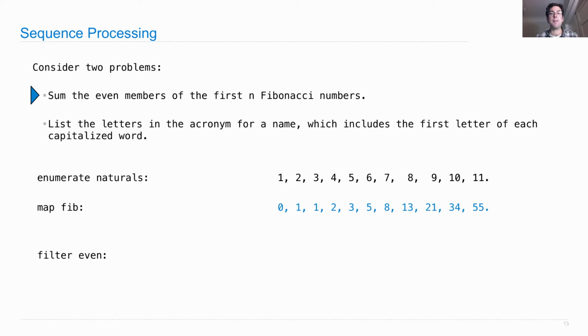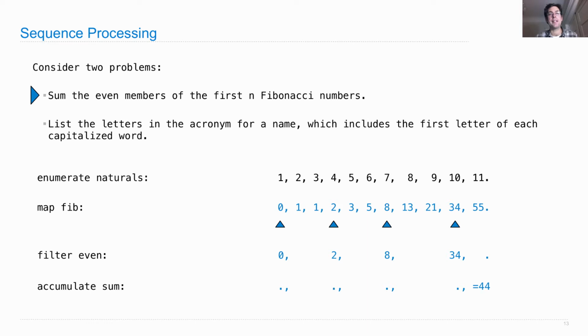The next thing we do is we filter that sequence to keep only the even elements, which are 0, 2, 8, and 34, etc. So once we've filtered out the even ones, we can sum them up to get the sum of the even members of the first n Fibonacci numbers. Summing these gives us the number 44.